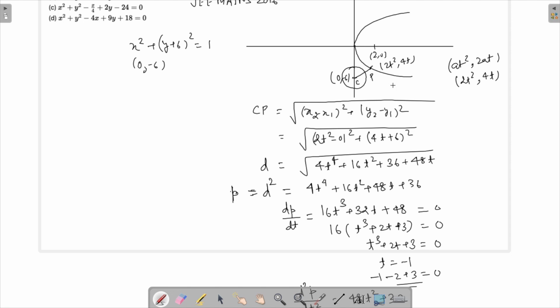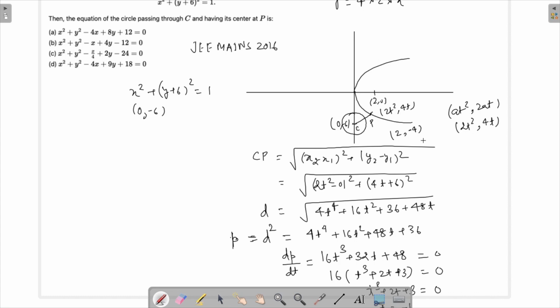So what we get is the point here, which is, if I put -1, this will still remain positive, so 2, and then the other point will become -4, which seems all right, as it is looking like in this quadrant itself. So 2 comma -4 is the point. Now we have got the point, but the question doesn't end here. It's asking for finding the equation of the circle passing through C and having a center at P.